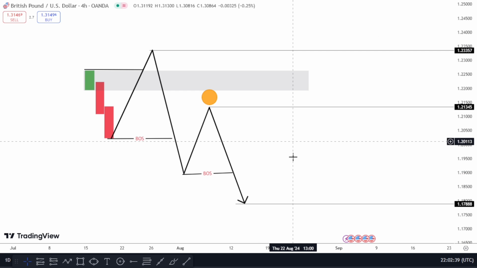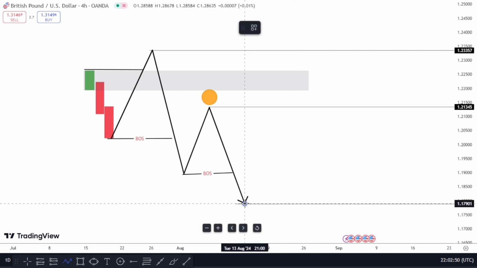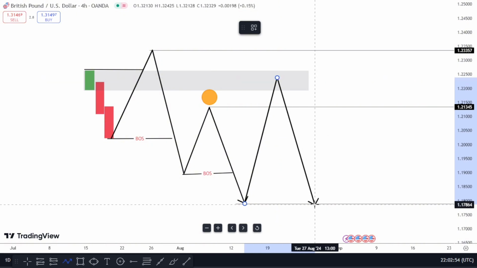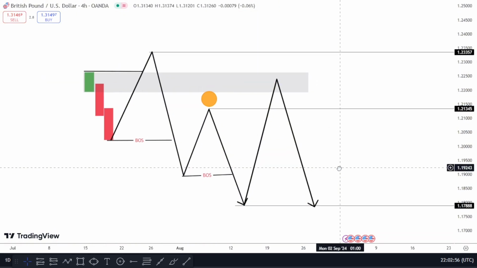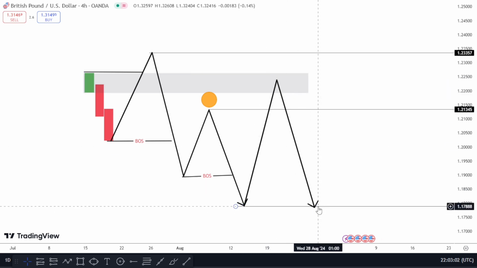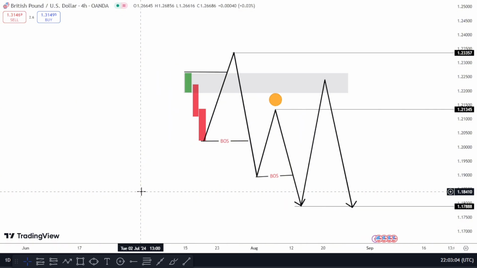So what do you do then? Wait for the market to pull back right into your POI, and then you sell all the way here. Wait for the market to push back all the way to our POI, then you sell all the way to your target.